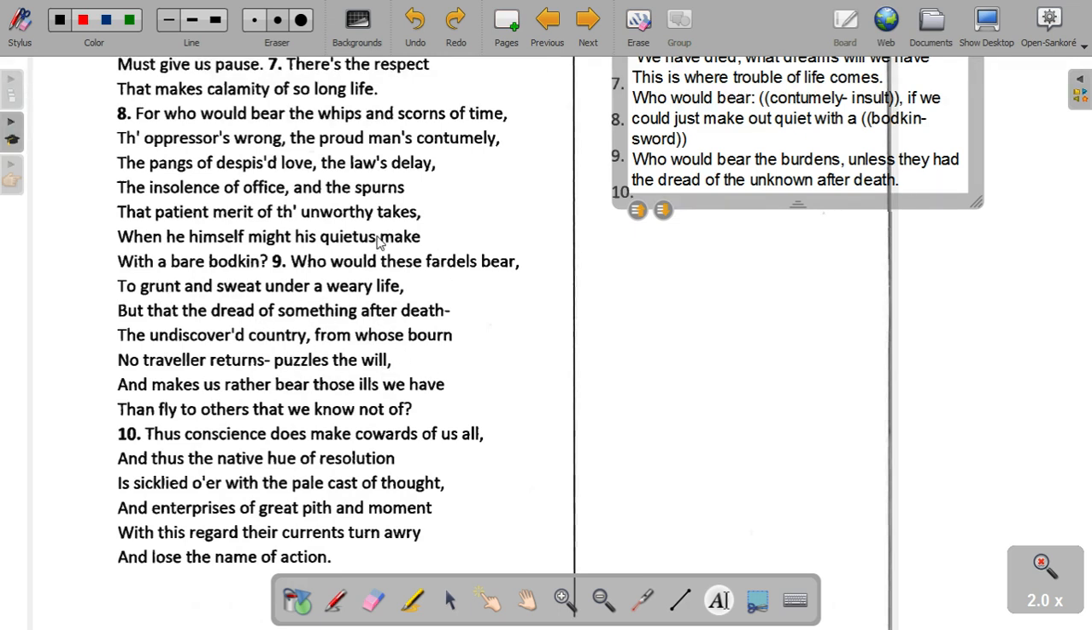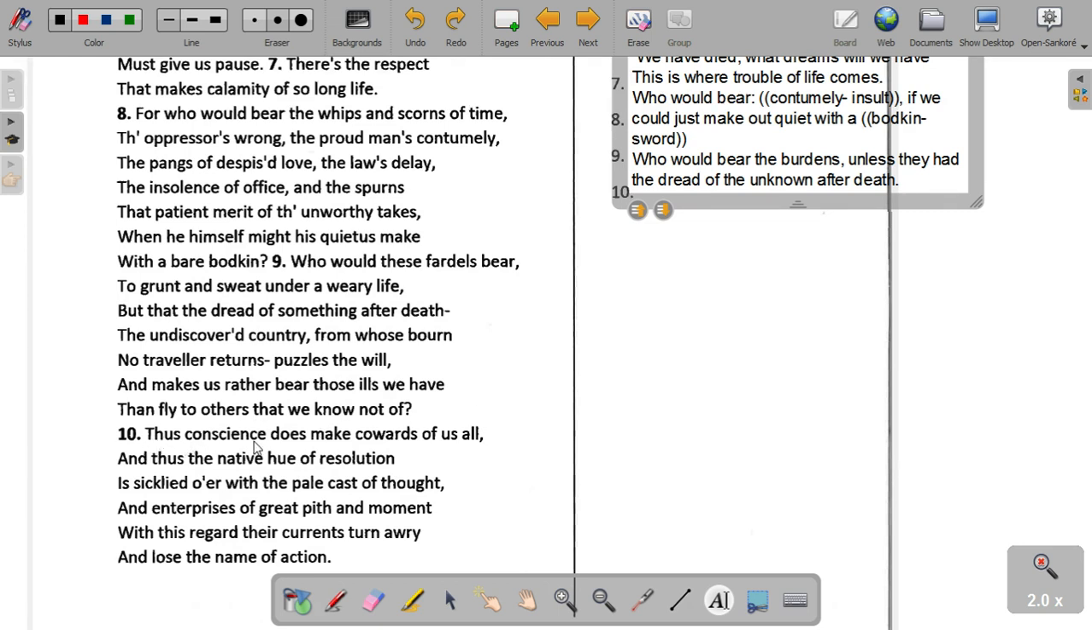Now, I know this is a very depressing piece of literature, but it's a beautifully written piece as well, and that's why we're spending so much time on it. So the undiscovered country from whose bourne no traveler returns. In other words, no one has ever come back from this place after death, so we don't know what's after it. And he says it puzzles the will, so it confuses us, and it makes us rather bear the ills we have than fly to others that we don't know about.